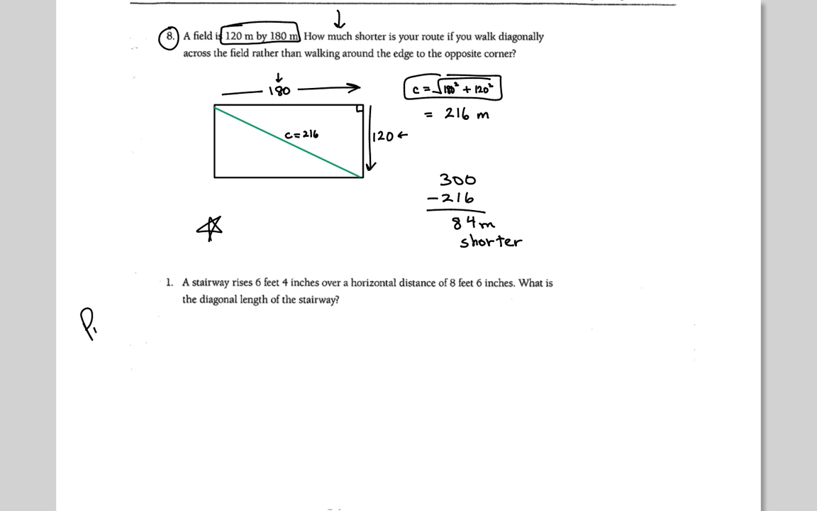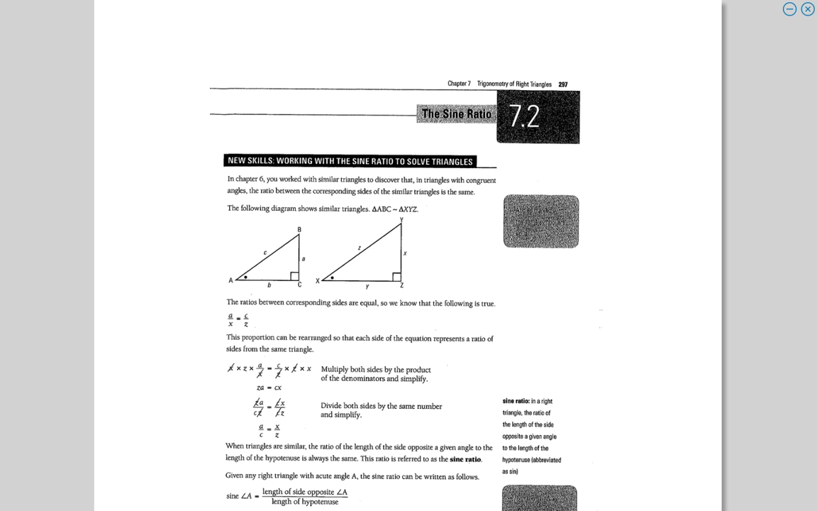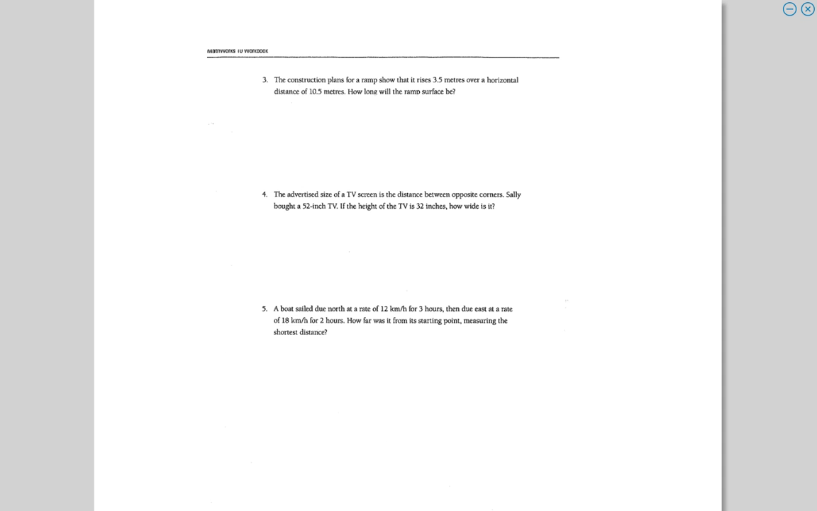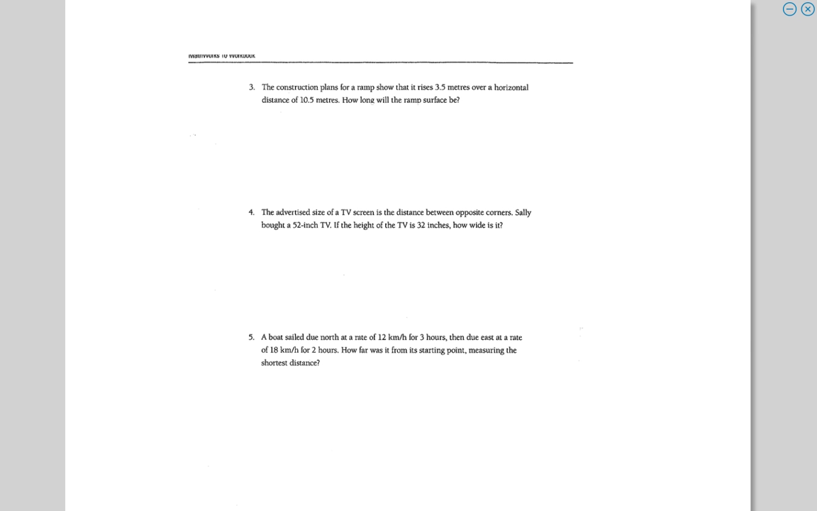So I think this number 1 means that we're at the practice your skills. So this is your homework. I would start here on number 1 and go all the way to the next page, which finishes. Only 5 questions for the homework for this section.